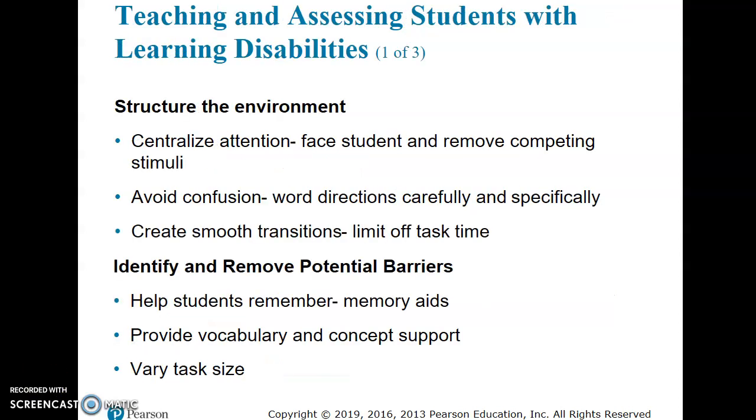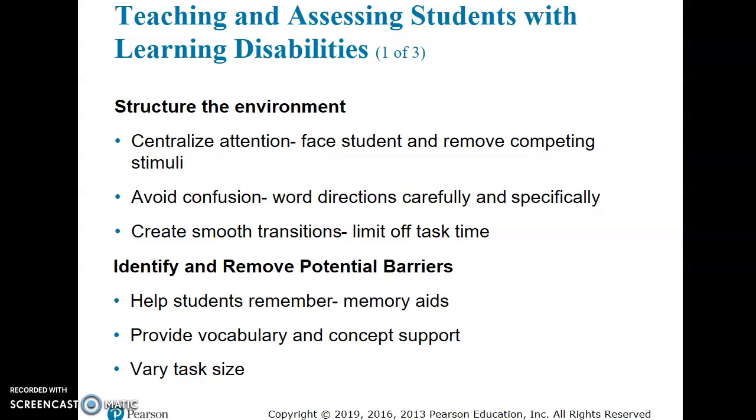Centralize attention. Face students when you speak to them and use gestures. Avoid confusion. Word directions carefully and specifically and ask students to repeat them. Create smooth transitions. Ensure transitions between activities have clear directions. Help students remember. Memory is often not a strong suit for students with disabilities, so help students with memory aids. Explicit attention to vocabulary and symbols is critical throughout each lesson.